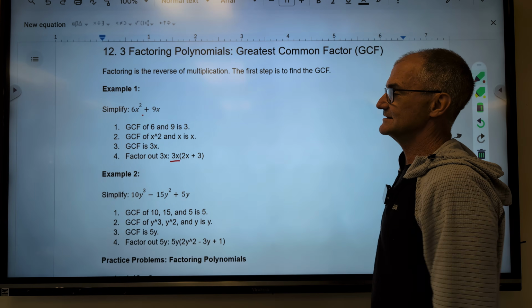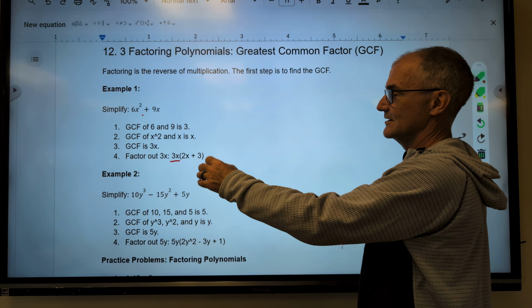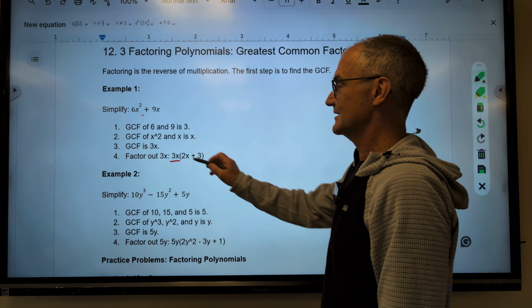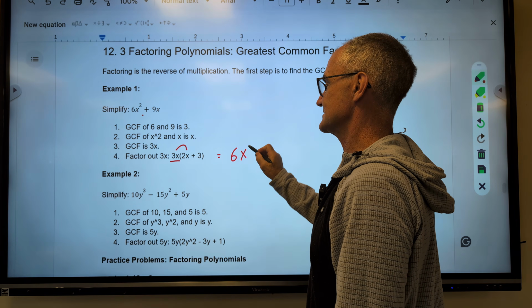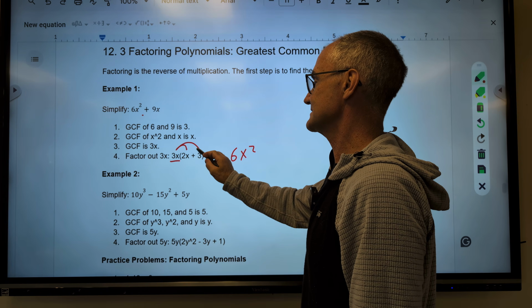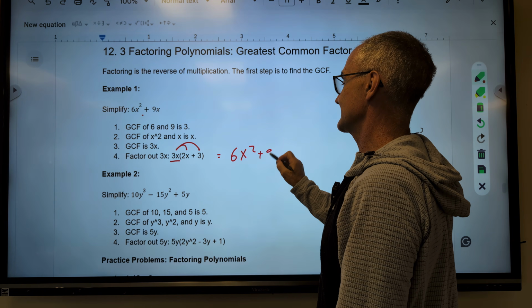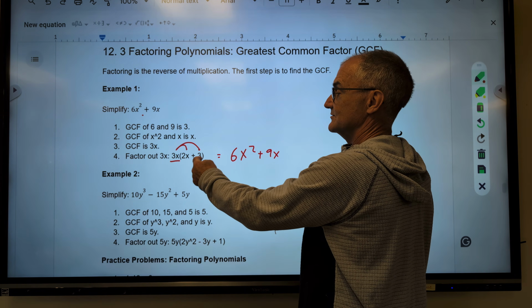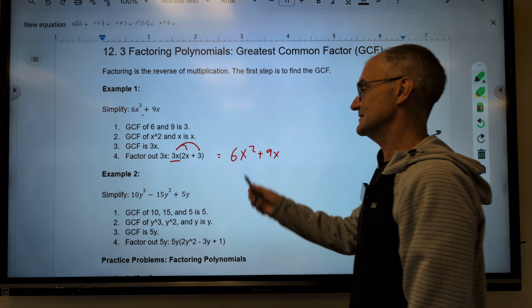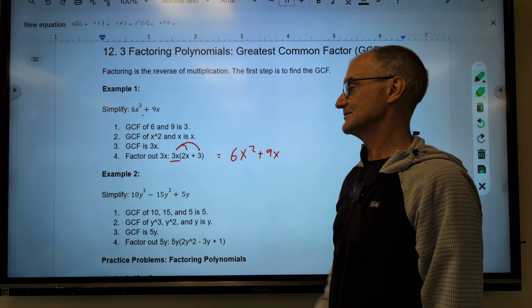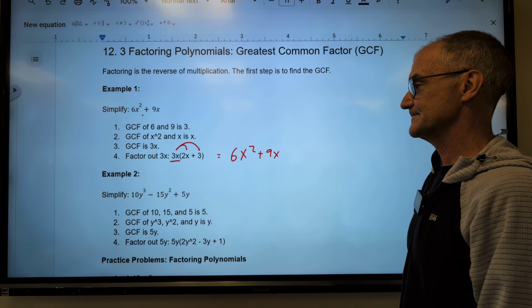The reverse of that is distributing, like we did with a monomial times a binomial. 3x times 2x is equal to 6x squared. 3x times 3 is 9x. So I could see with distribution, this answer is what I started with. It is my check to make sure I factored it correctly.